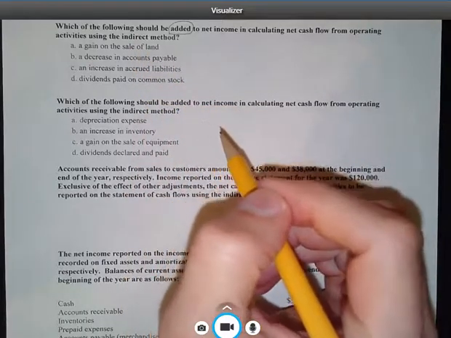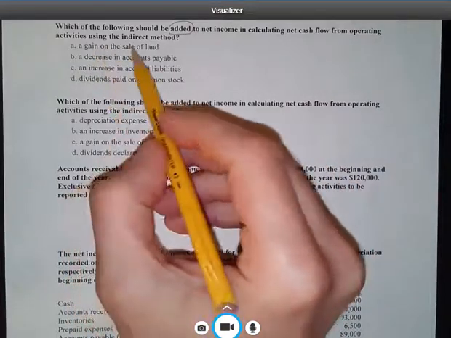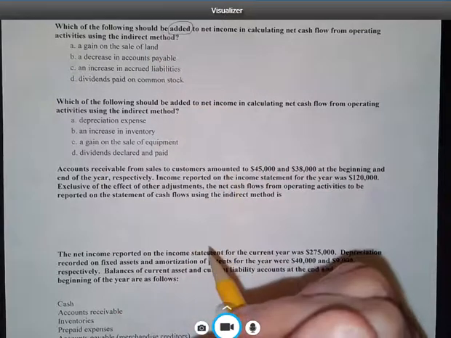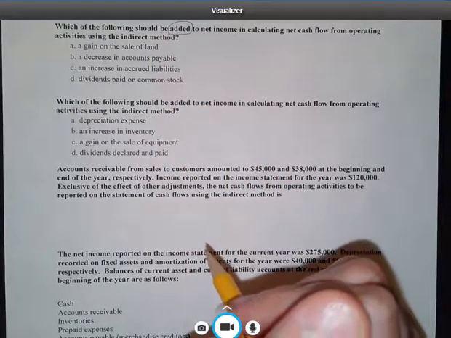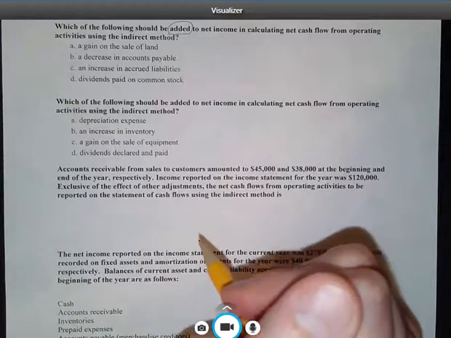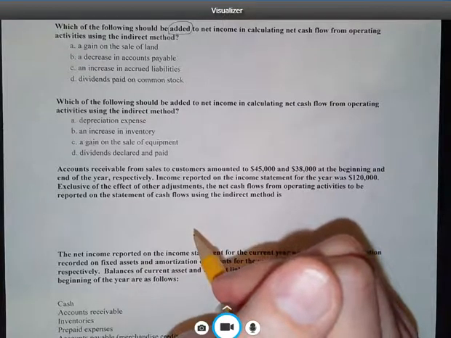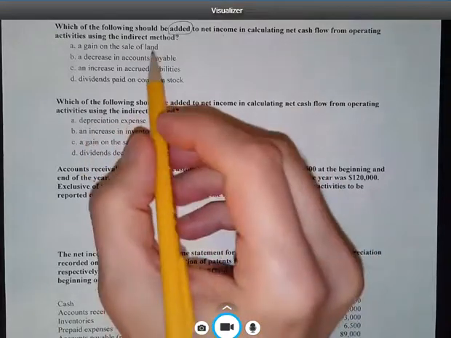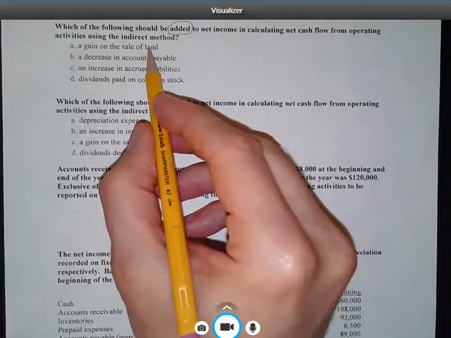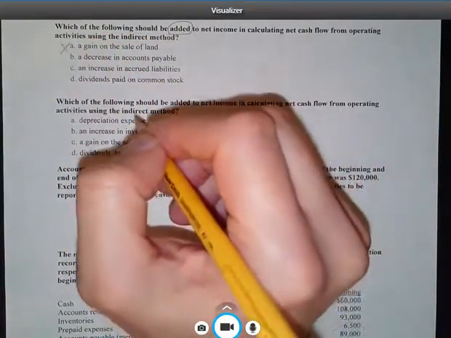And probably, let's see, not all of these are adjustments on the operating side, I don't think, but let's see here. A gain on the sale of land. Well, when we talk about a gain, we want to recognize that a gain increased our net income. But the sale of land is an investing activity, so this is going to be an incorrect answer. If we had had a loss there, we would be all right.